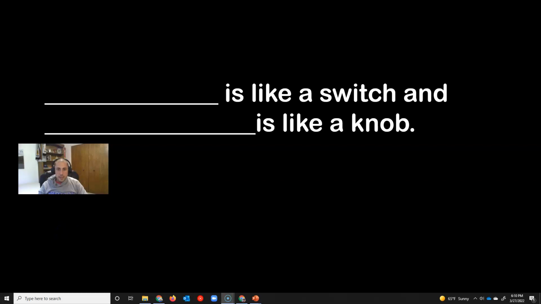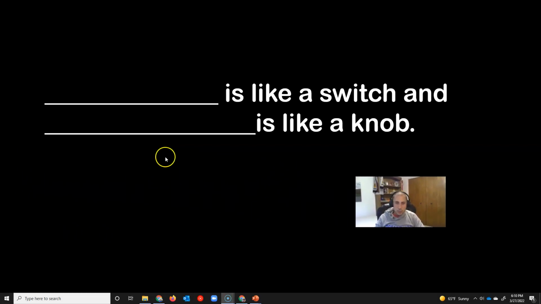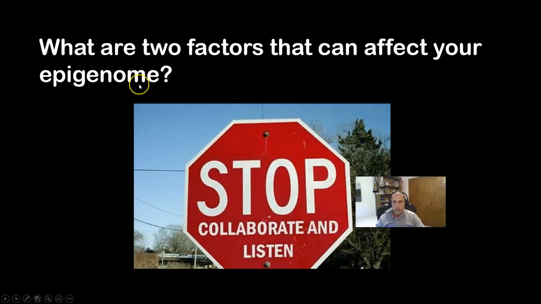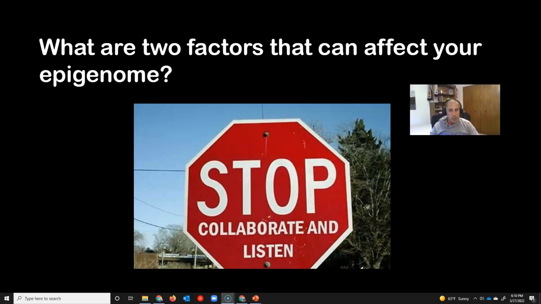So blank is like a switch and something is like a knob. So we've got methylation and acetylation, which goes where? Talk to your group about that one. It was in the little video, little quote that he made. So what are two factors that can affect your epigenome? We talked about diet, stress, UV light, carcinogens, activity, all sorts of things can affect what gets tagged onto that genome.